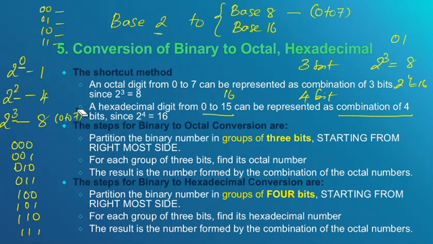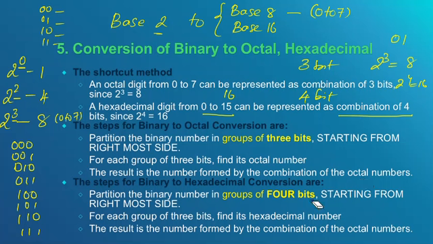So how do we convert it? What are the steps? The first step is the binary number is divided into groups of 3 bits. Individual bits are converted into 3-bit combinations starting from the rightmost side. From right side to left side, we are going to form 3-bit combinations. For each 3-bit combination, we will find its octal number, and the result will be the combination of octal numbers.